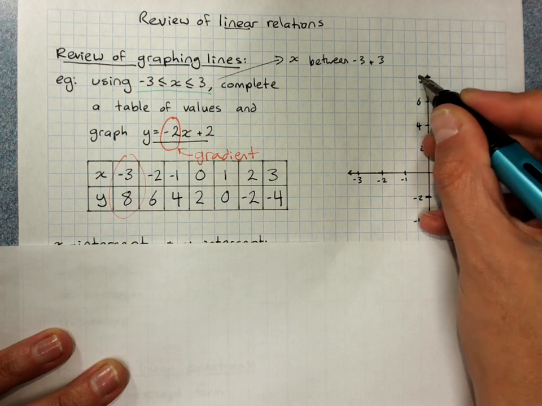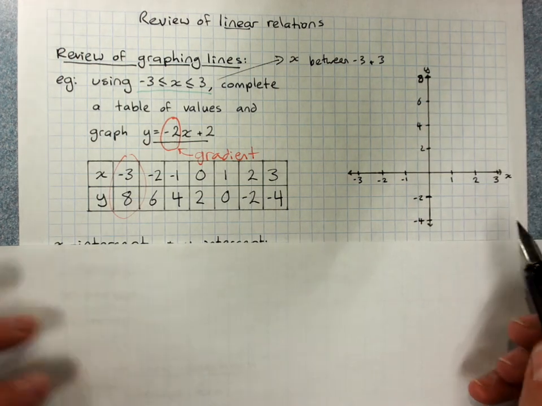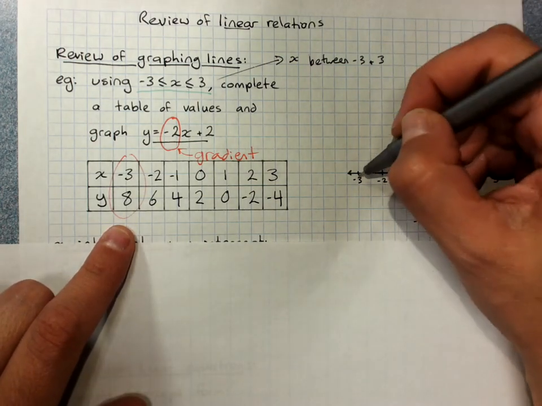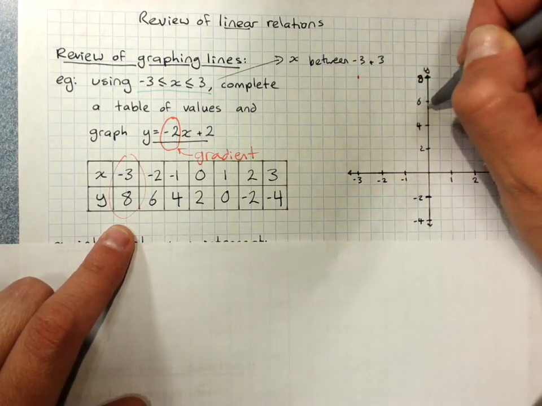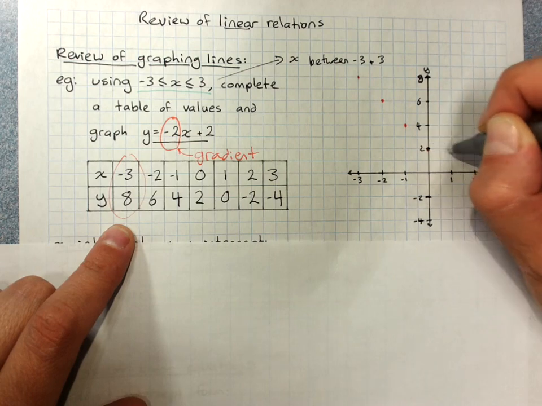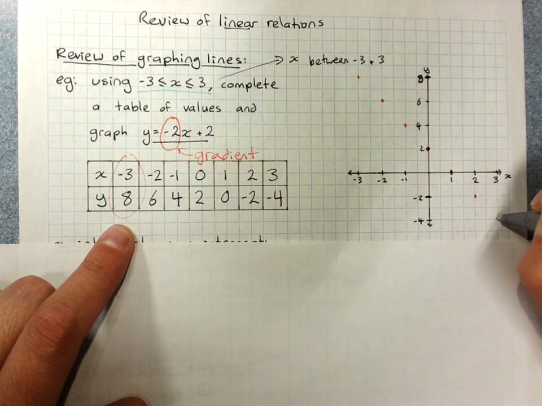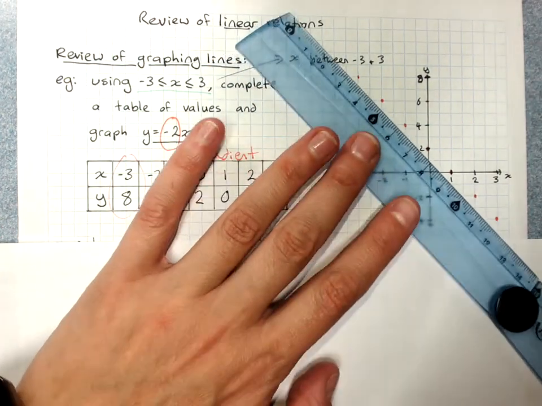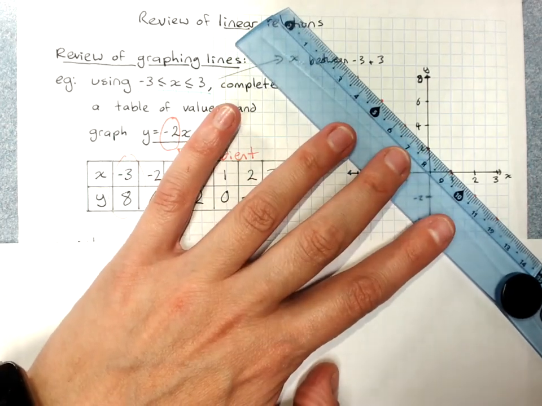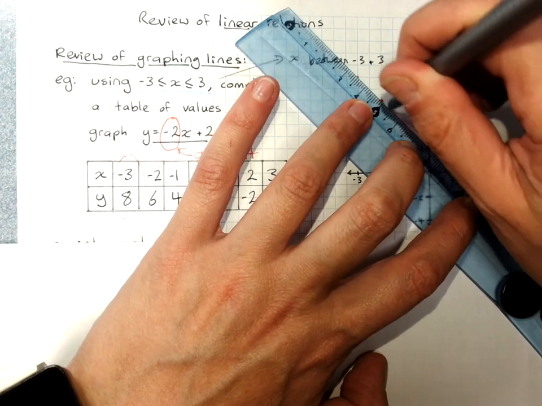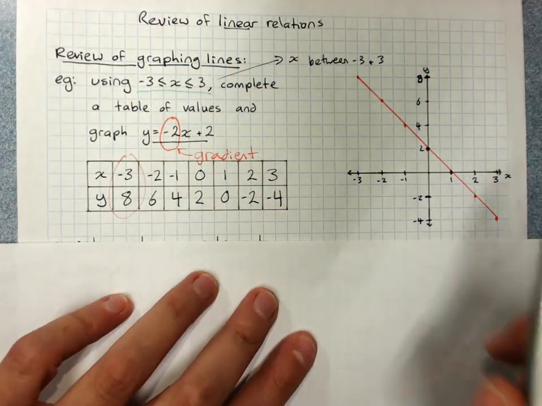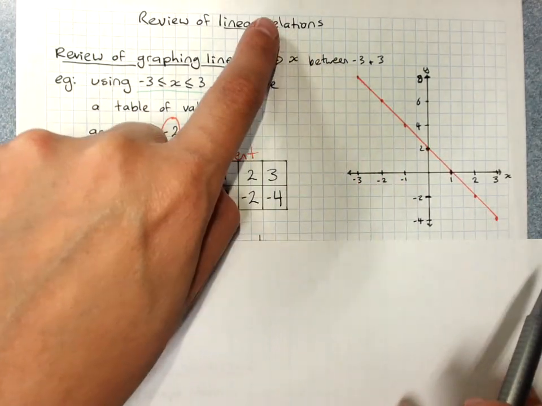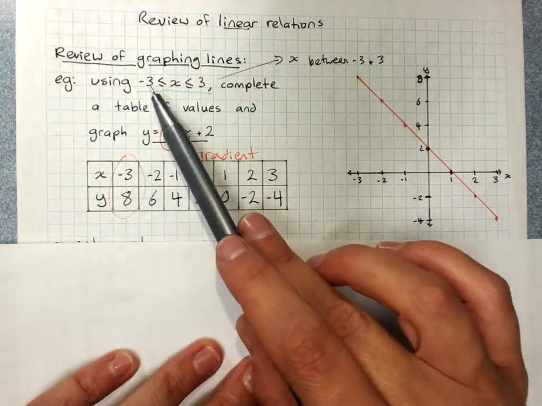Oops, ran out of space. 8. Labelled my axes. When you're asked to graph a line, you plot your points. -3, 8. Plot your points. Join them with a straight line. Now technically, because they said only do this when x is -3 to 3, technically you would say actually this is a line segment. It's not a continuing line with arrows because they said I only want this bit.